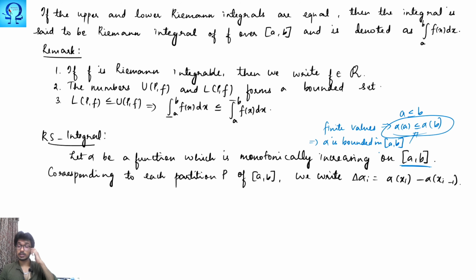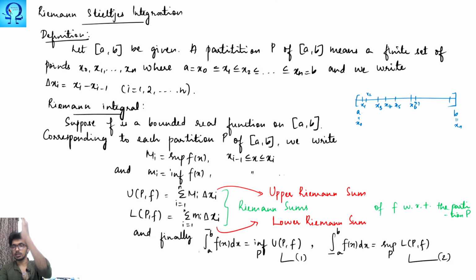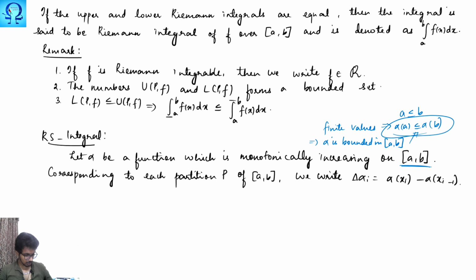You will have to keep these things in mind, and hope you know what we mean by a partition. So with any partition P, we shall write things in this fashion, right? Once we write these things, it is clear that since x_i is bigger than or equal to x_{i-1}, alpha of x_i is bigger than or equal to alpha of x_{i-1}. This tells you that delta alpha i is non-negative.